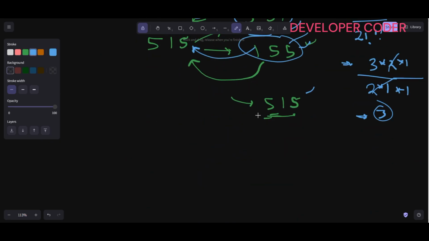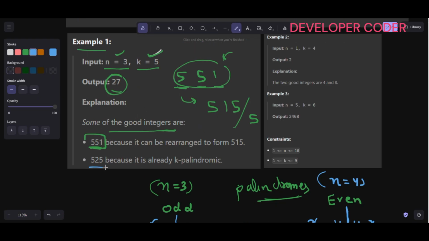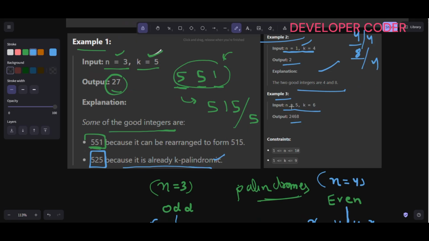So now let's take one more example. This is for this one. Here 5 5 5, because it is already k palindromic, so these are some of the good integers. And here example number 2: n is equal to 1, size is 1. So you get only 4 and 8, because 4 is divisible by 4 and 8 is also divisible by 4. So only 2 good integers, 4 and 8, because size is 1 now. It's a very easy example. Same way here, n is equal to 5, k is equal to 6.